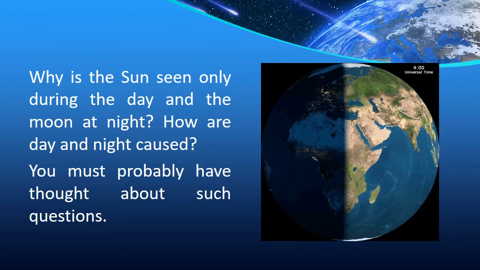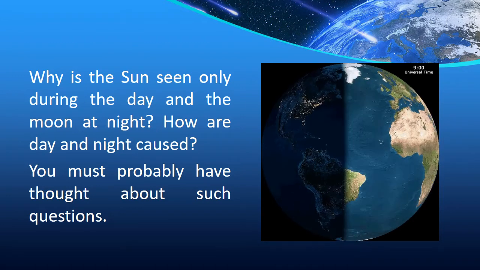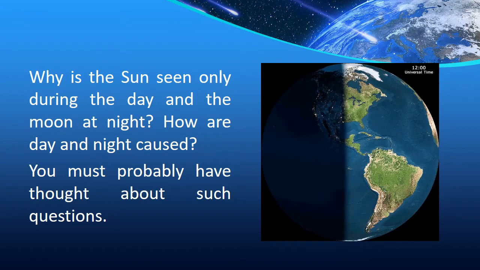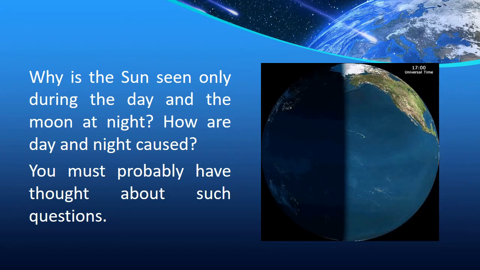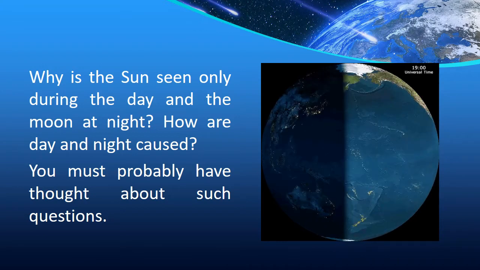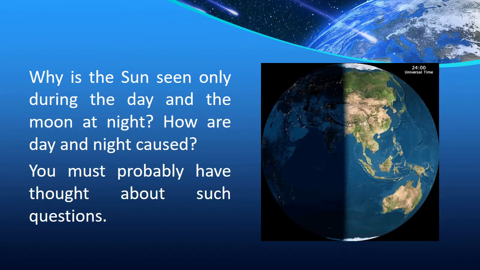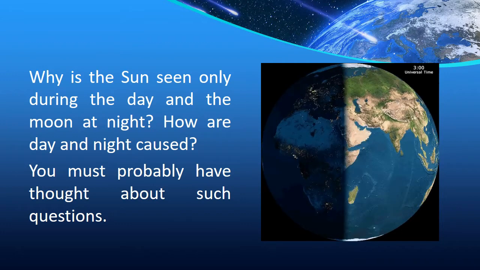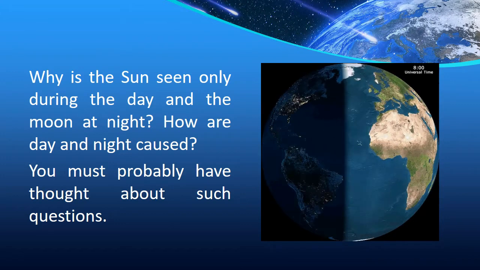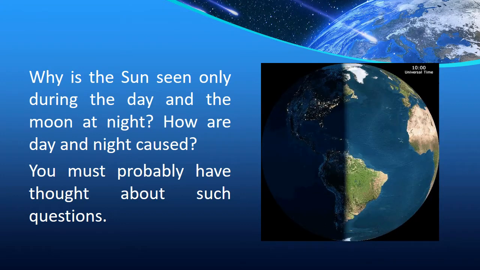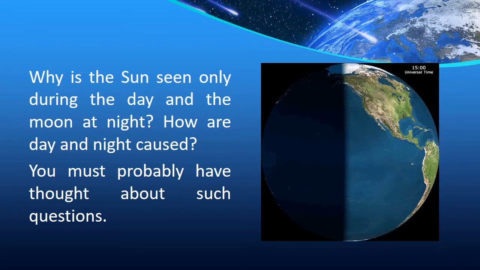Why is the sun seen only during the day and the moon at night? How are day and night caused? You must probably have thought about such questions. Well, if you thought about the questions, you also know the answer. The sun can be seen only during the day because half of the earth gets direct vertical rays from the sun, and the other part which does not get those rays has night. This causes day and night.